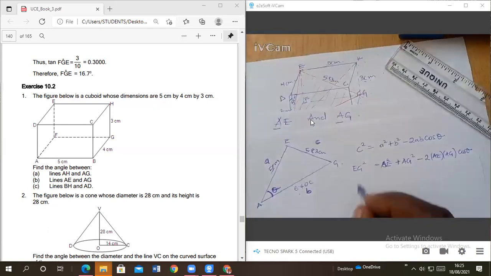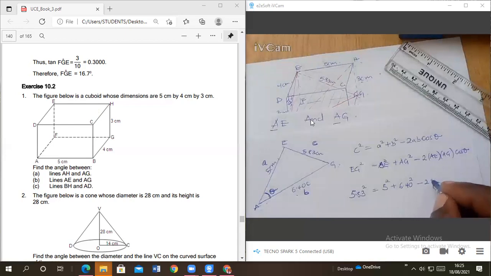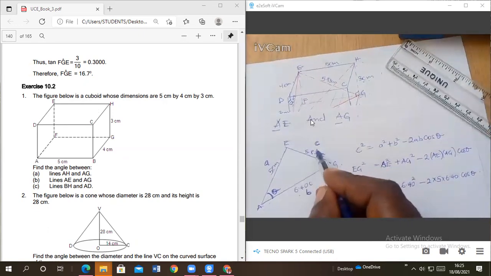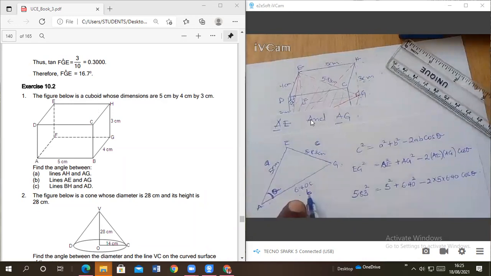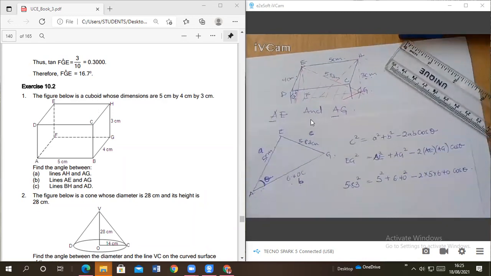So 5.83 squared equals AE, which is 5, plus AD, which is 6.40, all squared, then minus 2 times 5 times 6.4 cos theta. So C squared is equal to this squared plus this squared minus 2 times A times B cos this angle. That's what we are doing. Are we there? Yes. Okay.